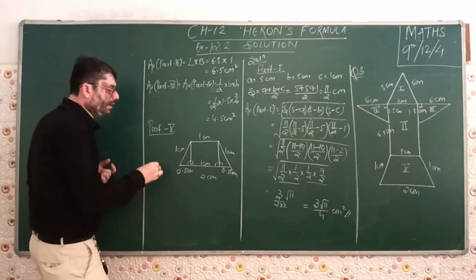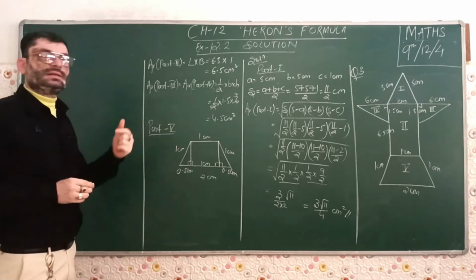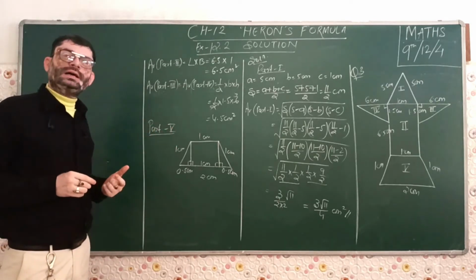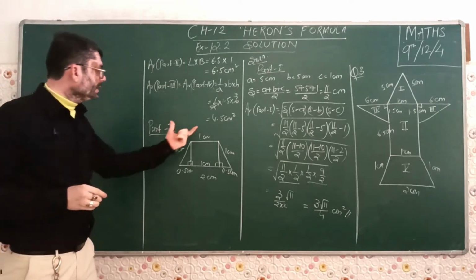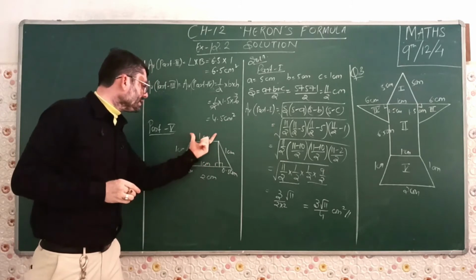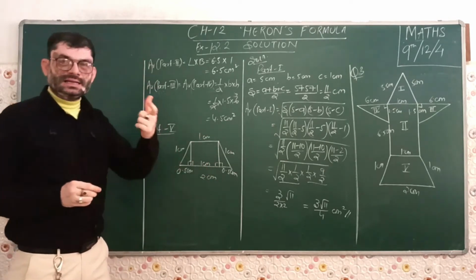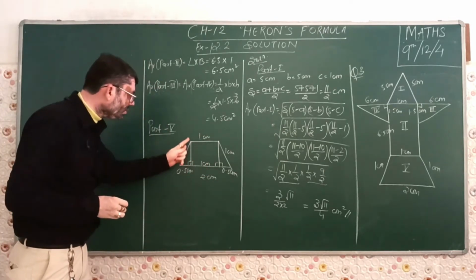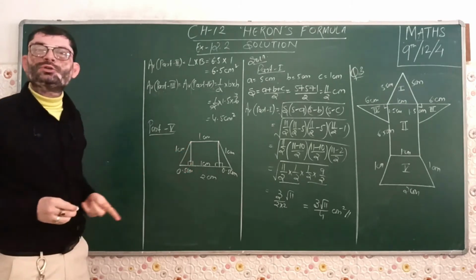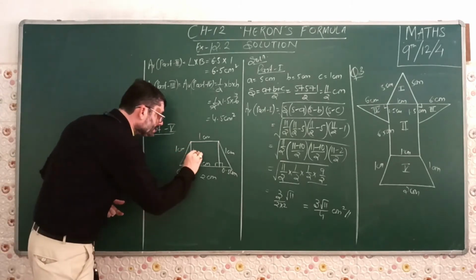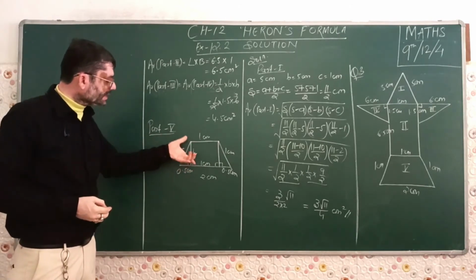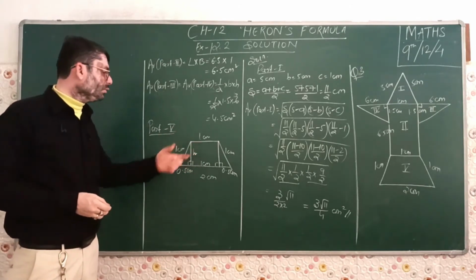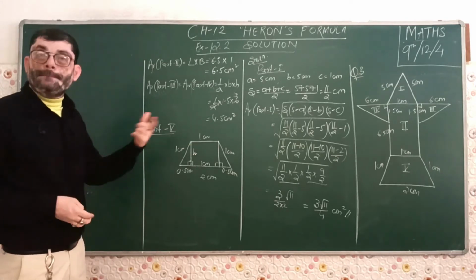Now see. In order to find the area of the trapezium, our formula is half into sum of the parallel sides into distance between them. The parallel sides are given to us as 1 centimeter and 2 centimeter, and the distance between them is unknown. This is called the perpendicular distance between the two parallel lines. That is unknown. Let us name it as h. And how can that perpendicular distance be calculated? That is by Pythagoras theorem.